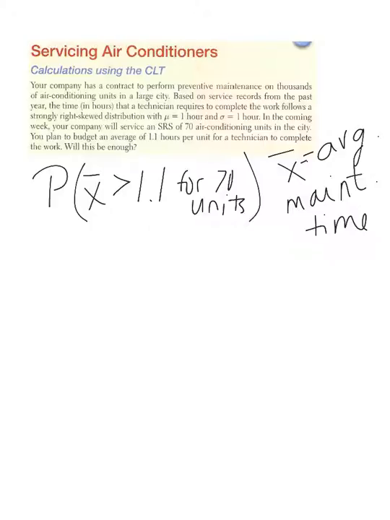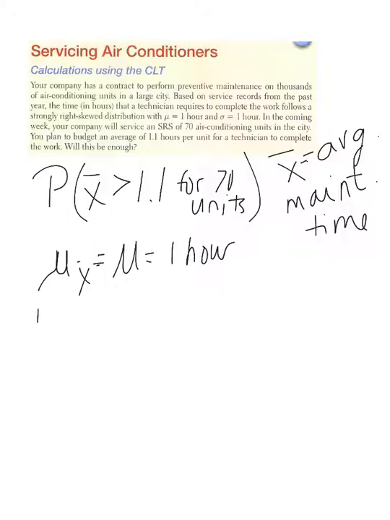It told me that this distribution is right skewed. It gave me a mean of 1 hour, right? So the mean of my sampling distribution is equal to the mean of my population, so that is going to be 1 hour. I need to check my standard deviation.